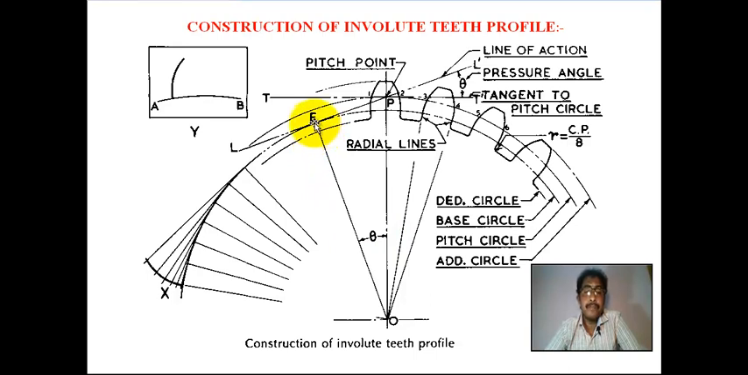Now, with a larger pencil compass, pin pointer at point O and pencil pointer at point E, we draw a circle. This is the base circle. Okay.